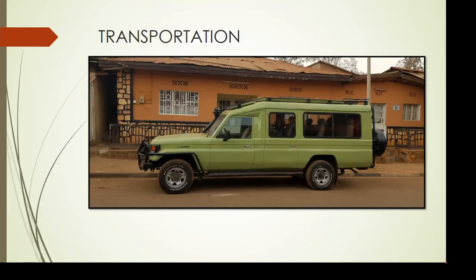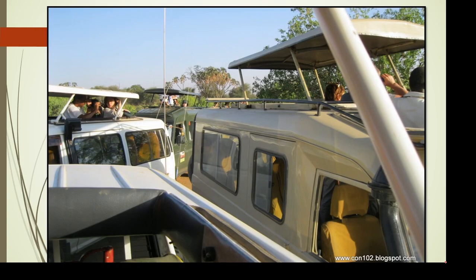This is the go-to game viewer safari vehicle in East Africa. You've got a vehicle with lots of windows, and you've got a roof that can raise and pop up so that you can look out. And this is what the scene can look like at times.